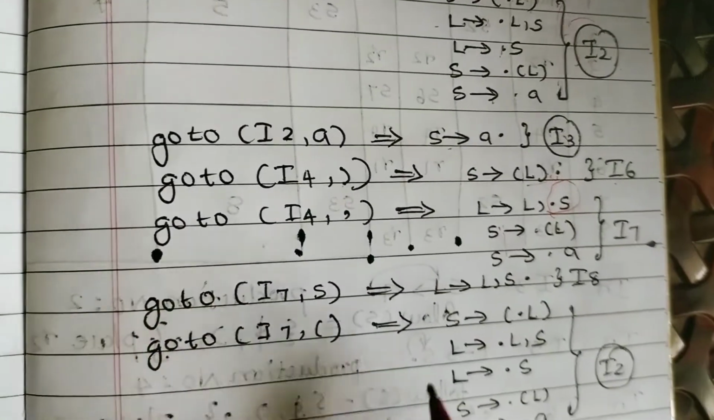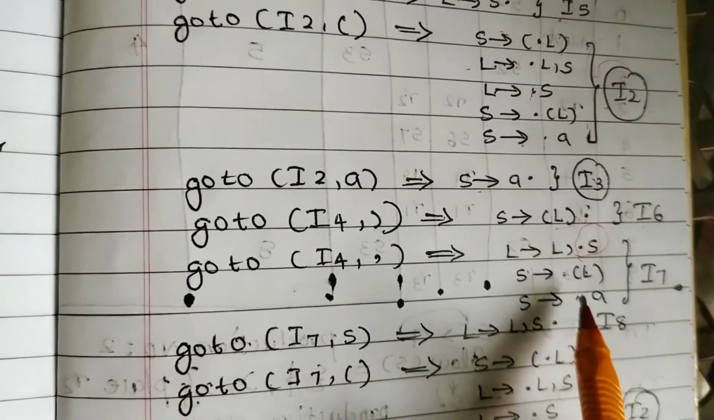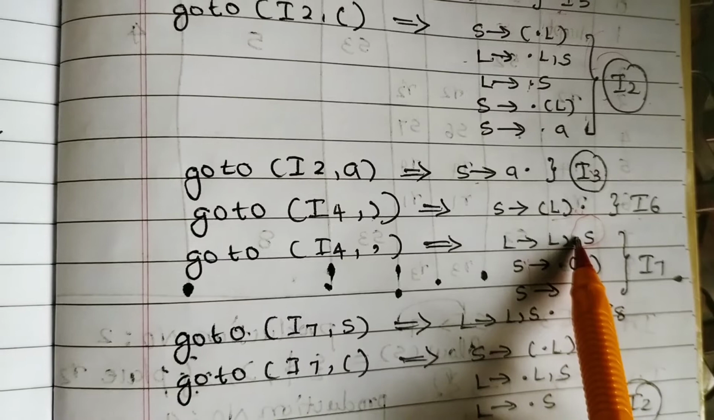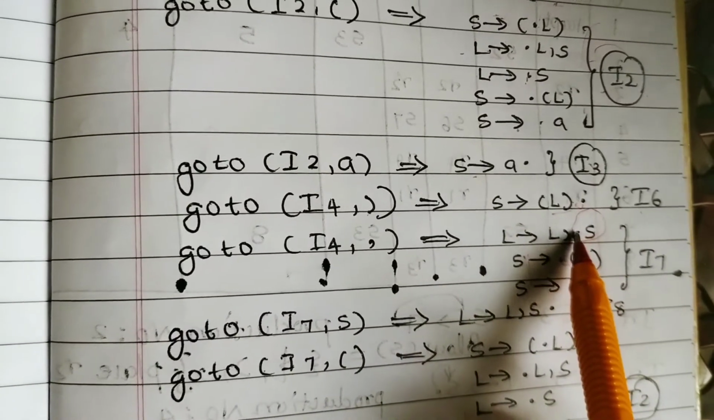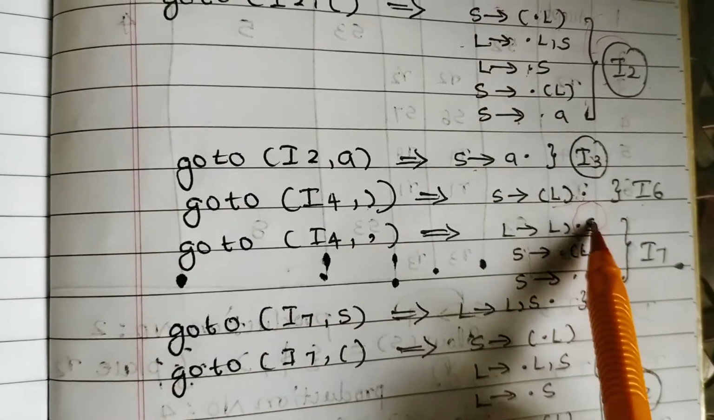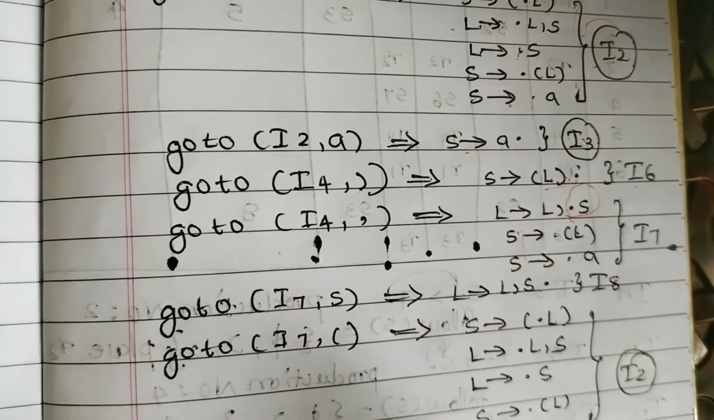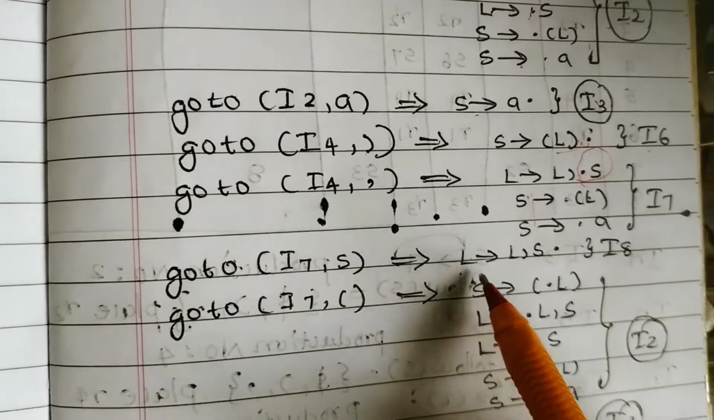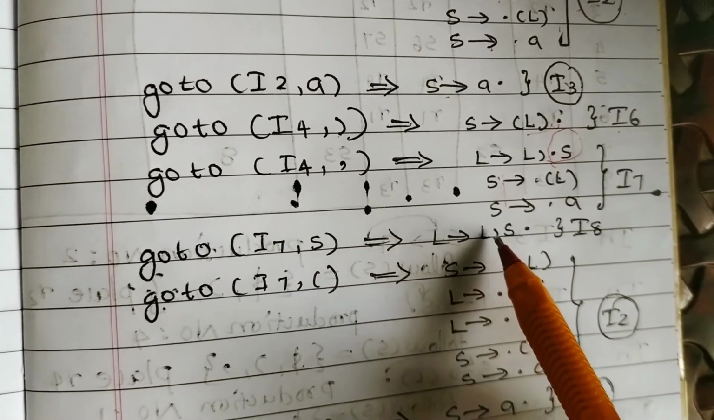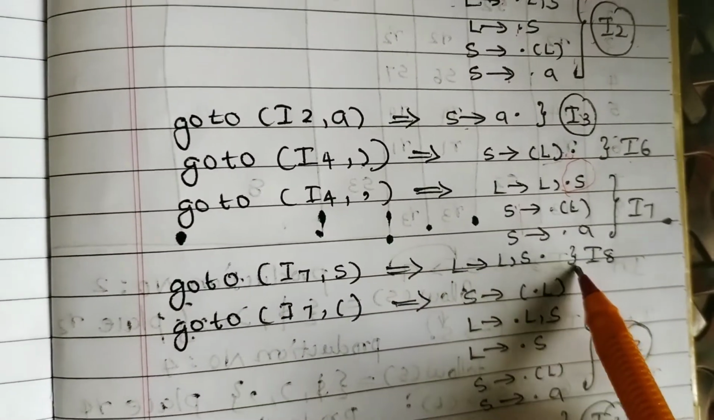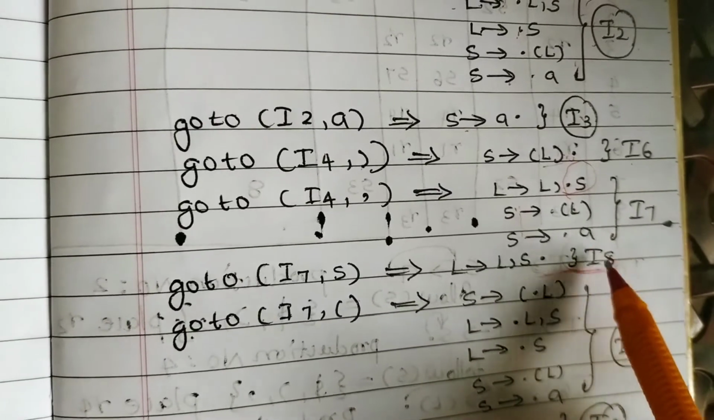In I7 only next you have to parse, right? In I7 see the dot is here, so you have to take this dot to the end. This S you need to parse, this open bracket you need to parse, this A you need to parse, right? I7 comma S. So what will happen? L tends to L comma S dot. This is a new production, so you are naming it another name.